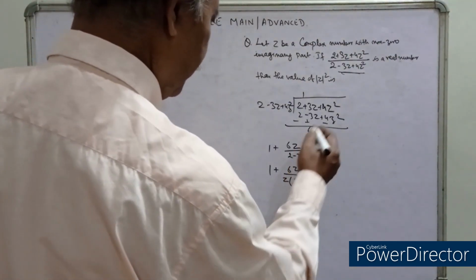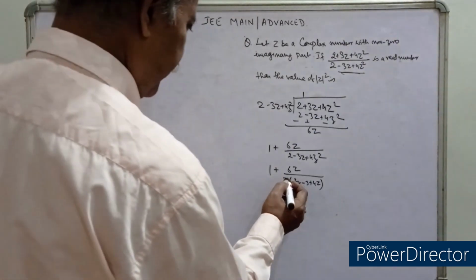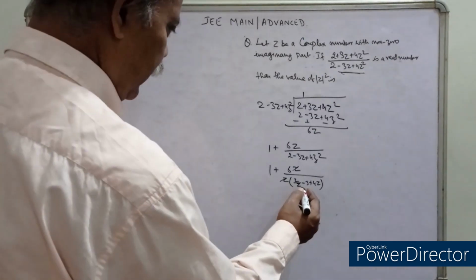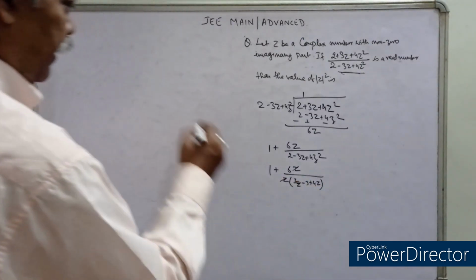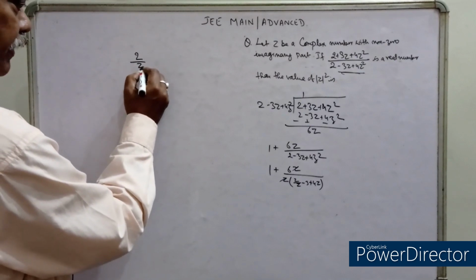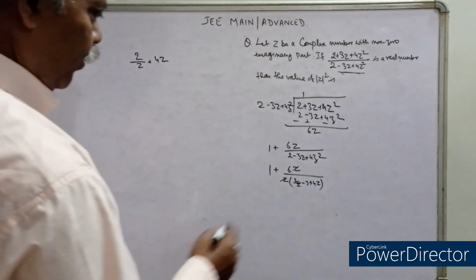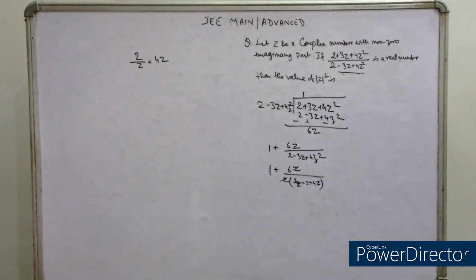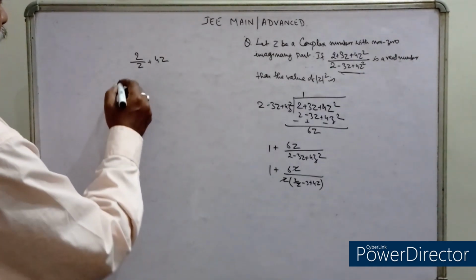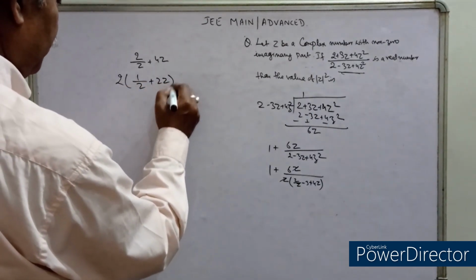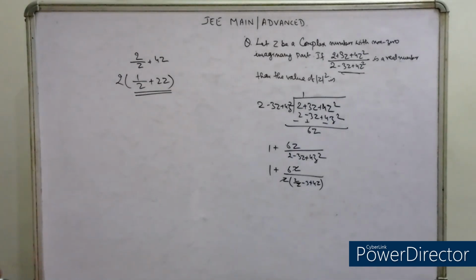Everything is okay. So your Z and the Z cancel out. The last value I have got is 2 by Z plus 4Z. Here again I can minimize it, taking 2 common, that is 1 by Z plus 2Z. So the last result I am getting here is 1 plus 6 by 2 times 1 by Z plus 2Z.